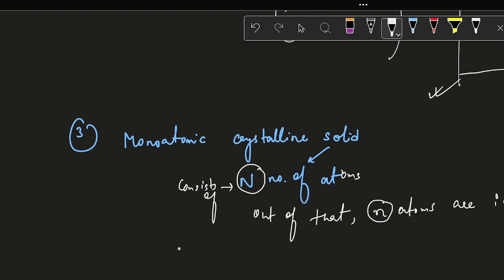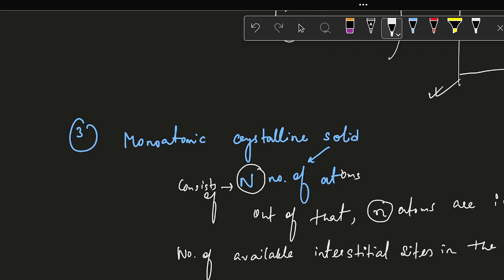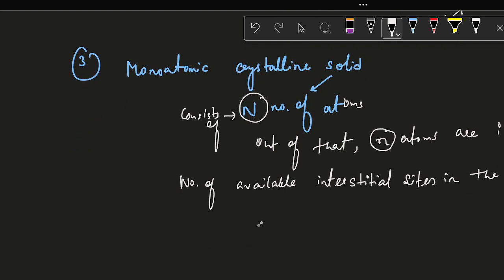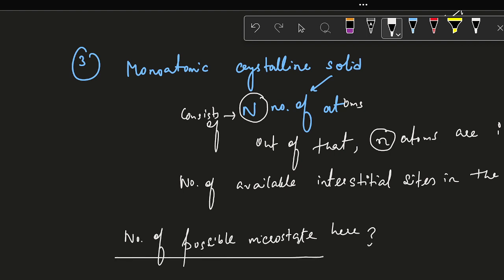And it is also given that the number of available interstitial sites in the solid is equal to N prime. So these are the major infos that are given to you, and you are asked what is the number of possible microstates here. In other words, how many ways you can arrange the system given these conditions.